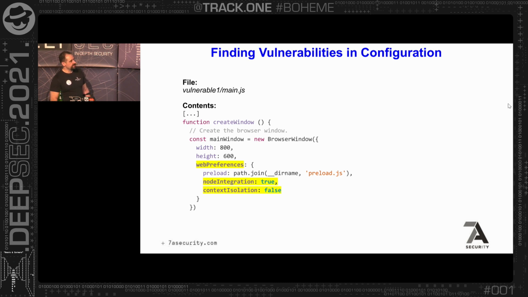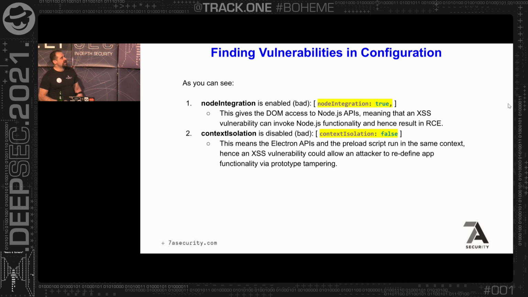And then we have two security settings, which are both insecure, right? So node integration is set to true, which is bad, and context isolation is set to false, which is also bad. And I'm going to explain why now, right? So node integration is enabled, which is bad. Why? Because this increases the impact of any XSS issue from just being alert 1 to immediate code execution, right? So instead of having a harmless alert, you have code execution immediately.